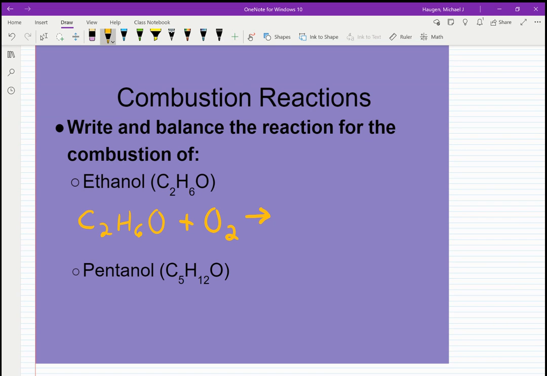And we're always going to have two products. We're always going to have CO2 and water, which makes it easy to write because we always have the same products. And we always have one of the same reactants. So I have to balance this out now.